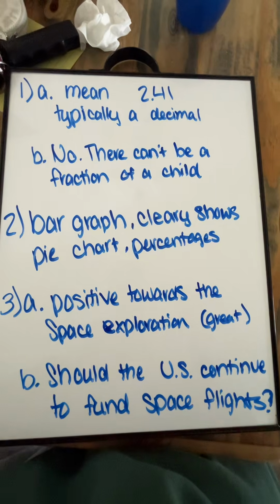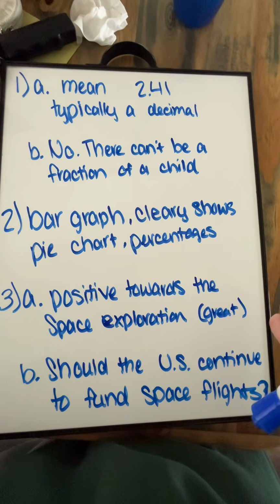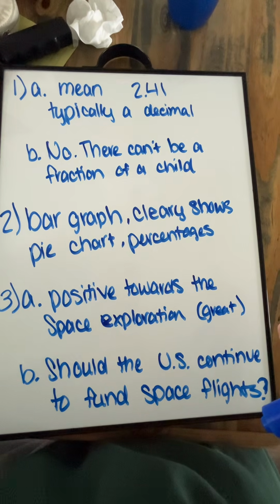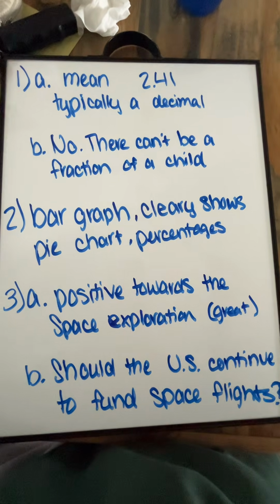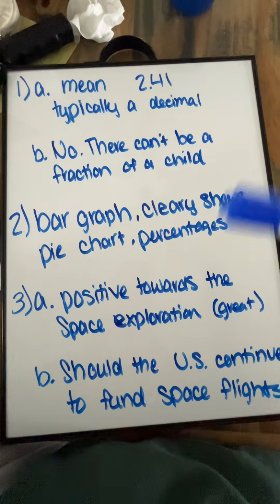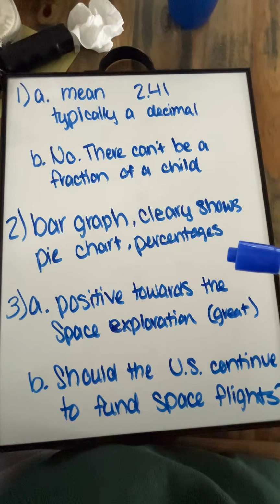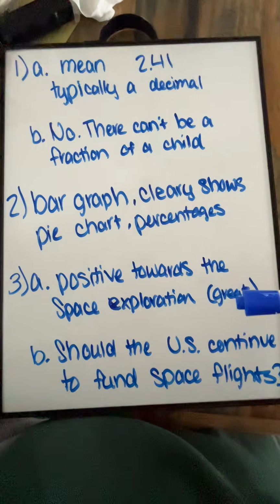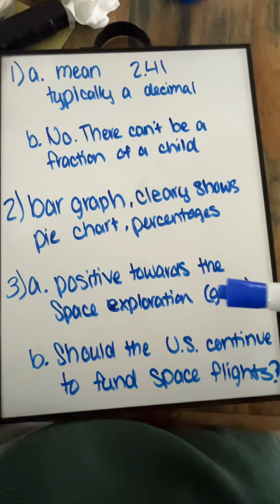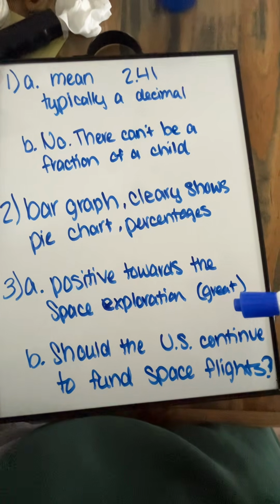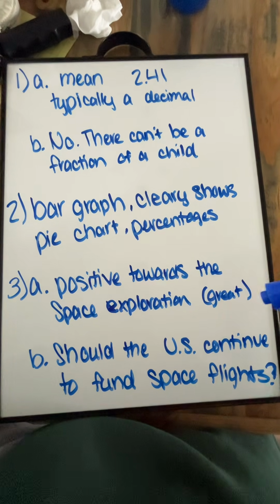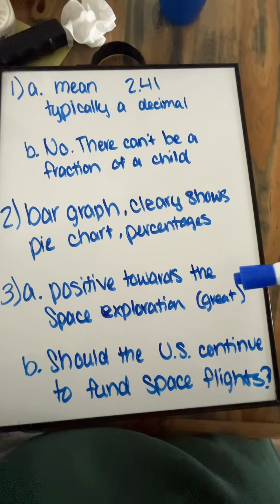So for number 3, the bias question was, given the great tradition of space exploration in the U.S., do you favor continued funding for the space flights? For A, I said the bias question is positive towards space exploration by using the word great. And for B, I reworded it to say, should the U.S. continue to fund space flights? They want you to keep funding it, so that is why they were being positive in the bias question.